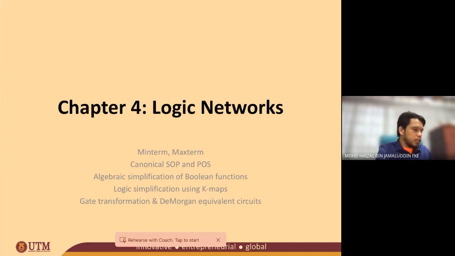Okay, so yesterday we have seen a little bit part of the logic networks. So you have been introduced SOP and POS in the standard form of SOP and POS. And from that standard form of SOP and POS, you should now be able to put it in a truth table.